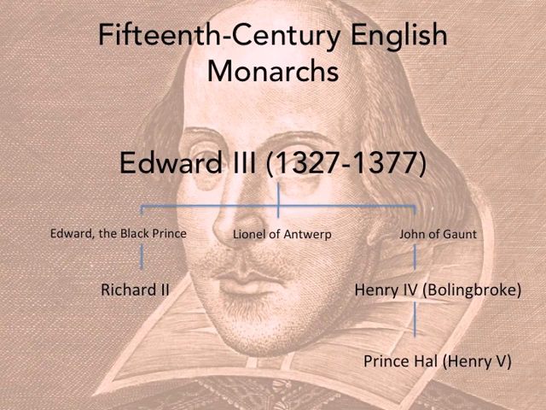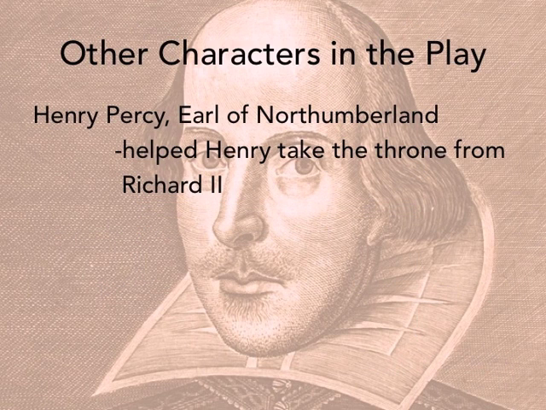Now, some of the other characters in the play are also involved in some of the events I've been talking about. So Henry Percy, the Earl of Northumberland, was a very powerful landowner in the northern part of England who helped Henry Bolingbroke in his revolt against Richard II. So at the beginning of the play, there's a little bit of strife between the Percys and the king, Henry IV, and part of that seems to be that, at least in Shakespeare's account, they didn't feel that Henry IV was grateful enough for the help that they had given him.